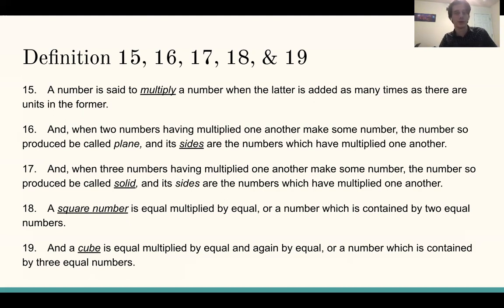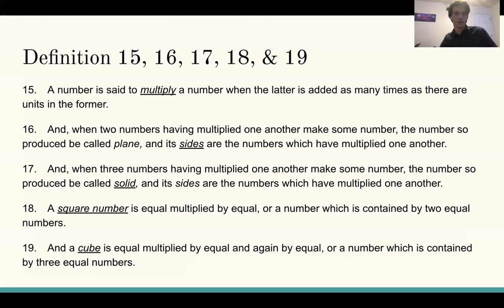And then when 2 numbers having multiplied one another make some number, the number produced is called plane. So the product of two numbers is going to be called a plane. We see that in a geometrical interpretation of multiplication, if you take two numbers and multiply them together, you're going to get an area, right? Area here being plane, kind of like the XY plane, and then sides, right? So the sides of a rectangle are going to be A and B. Again, multiply them together to get your plane or your area. And so those sides are the numbers that you're multiplying together to get your area or plane.